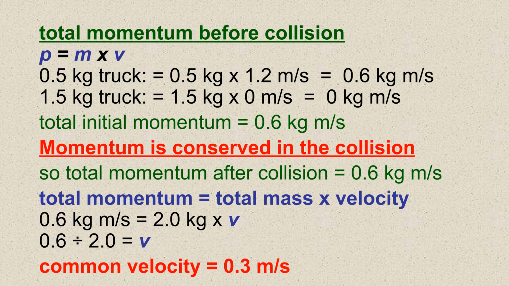First, calculate the total momentum before the collision. 0.5 kilograms times 1.2 meters per second plus 1.5 kilograms times 0 meters per second equals 0.6 kilogram meters per second. Since momentum is conserved, the total momentum after the collision is also 0.6 kilogram meters per second. The common velocity is 0.3 meters per second.